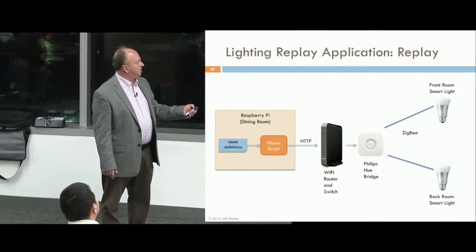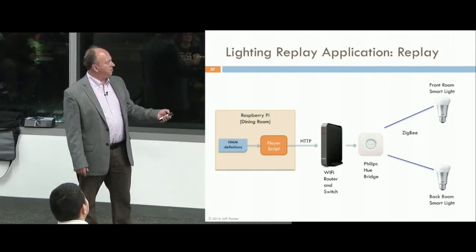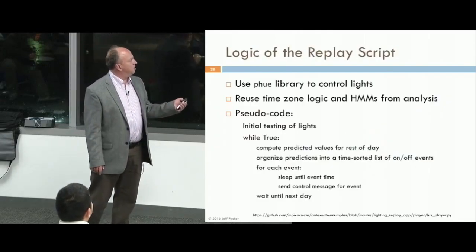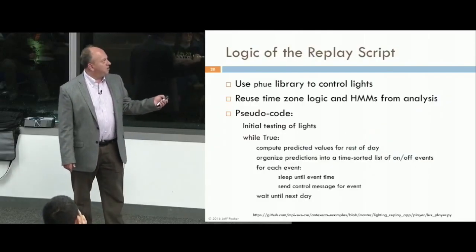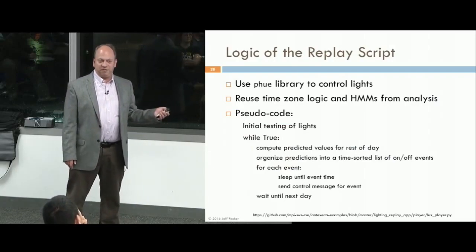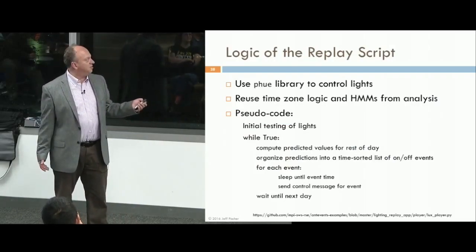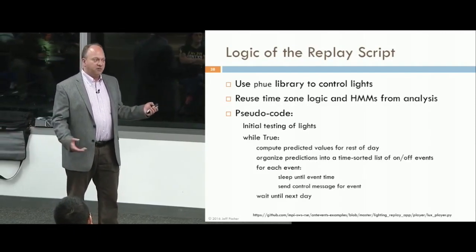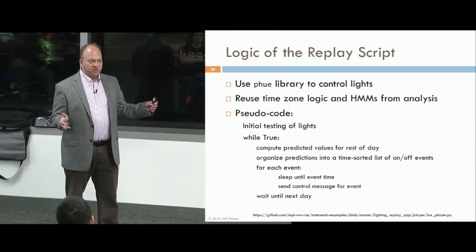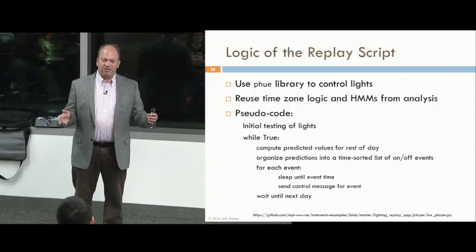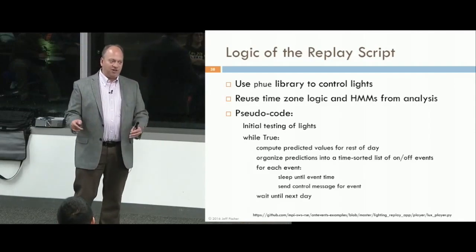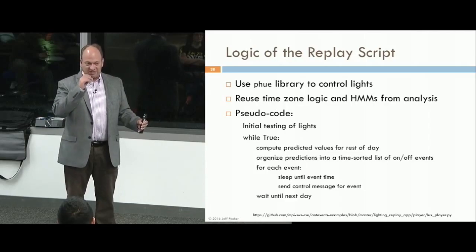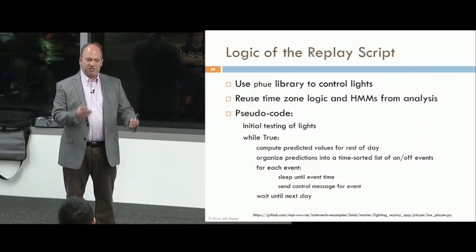To replay the lights, again, I'm using my Raspberry Pi and this Philips Hue setup. It's fairly simple. There's this Hue library that you can get from PyPI, the Python package index. And I can use the code that I had already created in the analysis phase for figuring out what the time zone is. For that, all I did is I found some chart online that gives you the sunrise and sunset for the whole year, and I just stuck that in the code.